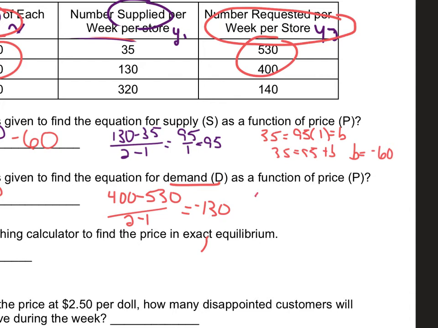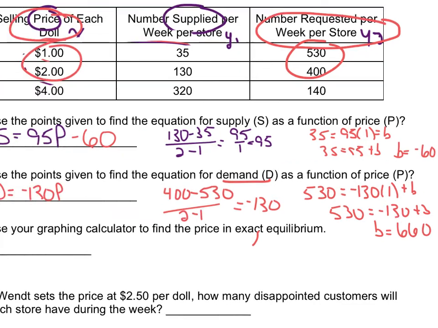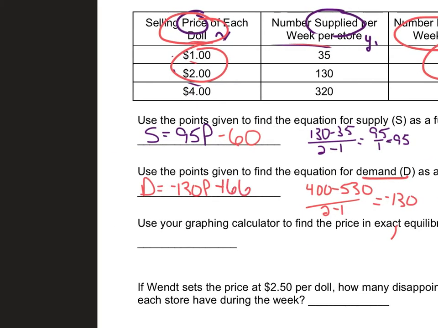So I have 530 for my Y equals my slope negative 130 times X, my 1, plus B. That's 530 equals negative 130 plus B. So I add 130 to both sides, and I get B is 660. All right, go slow on those. Those are not bad ones to use.